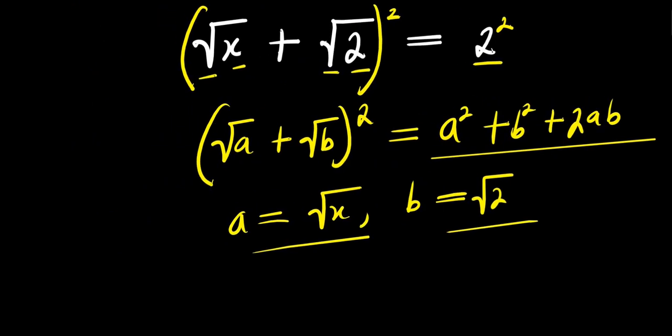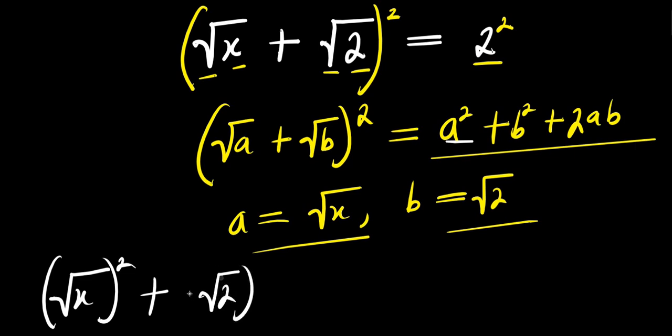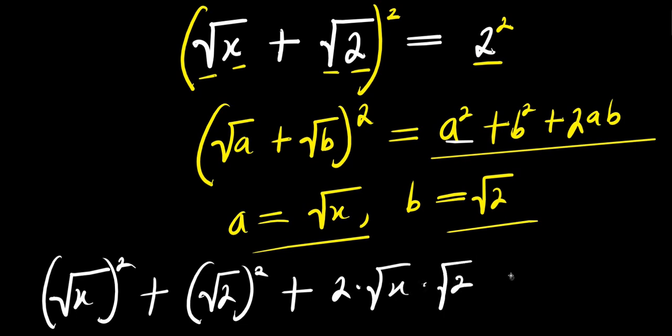That means I will simply have for a squared, root x power 2, plus this is root 2 power 2, plus 2 times root x times root 2, equals 2 squared.